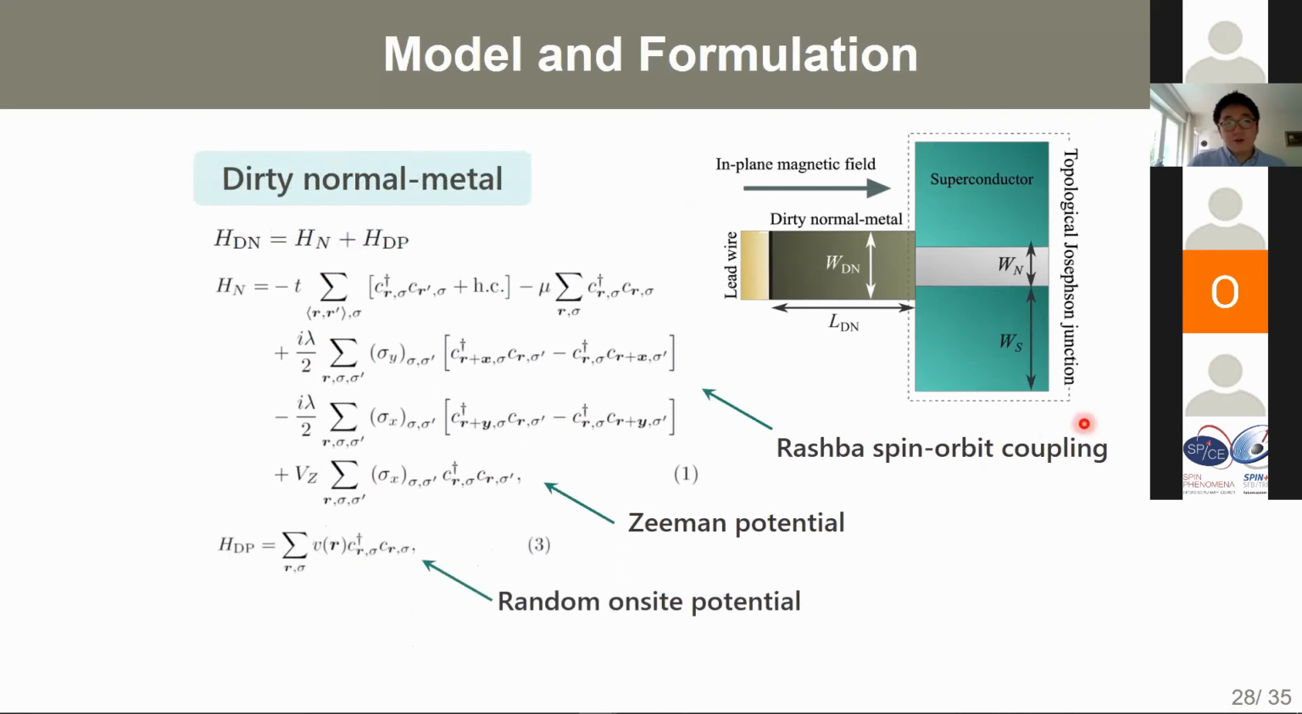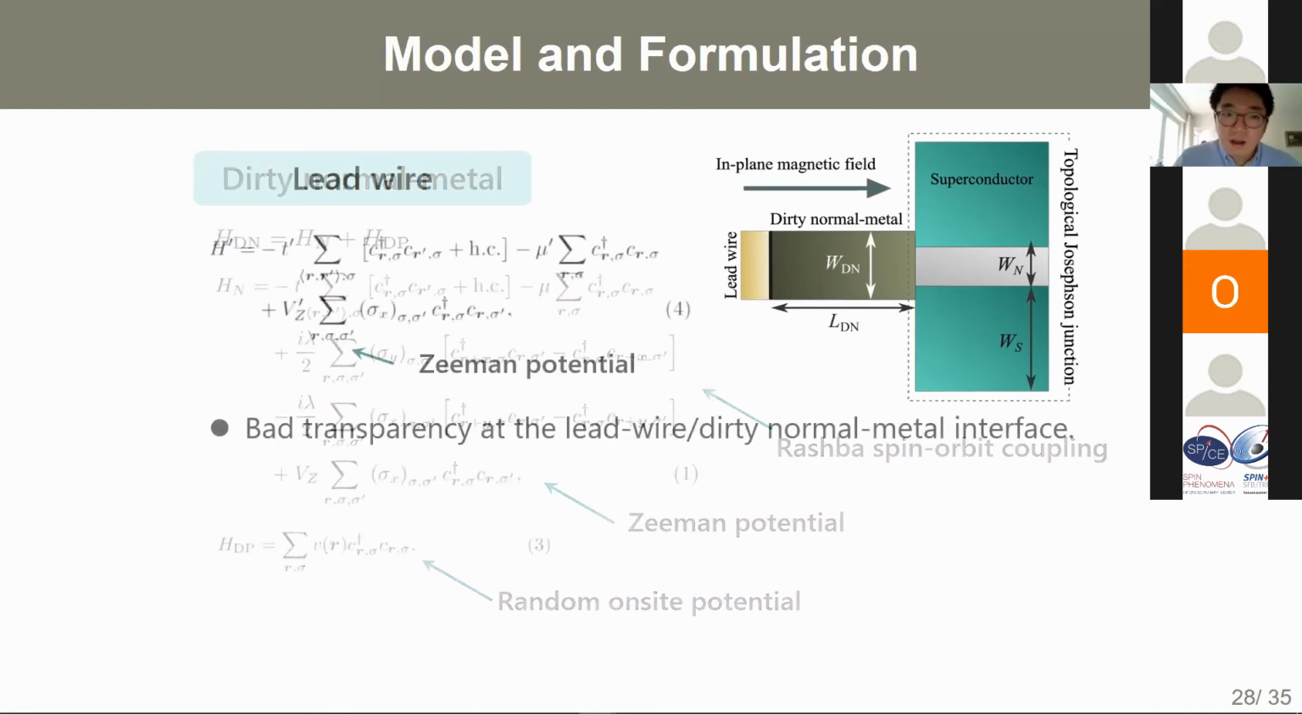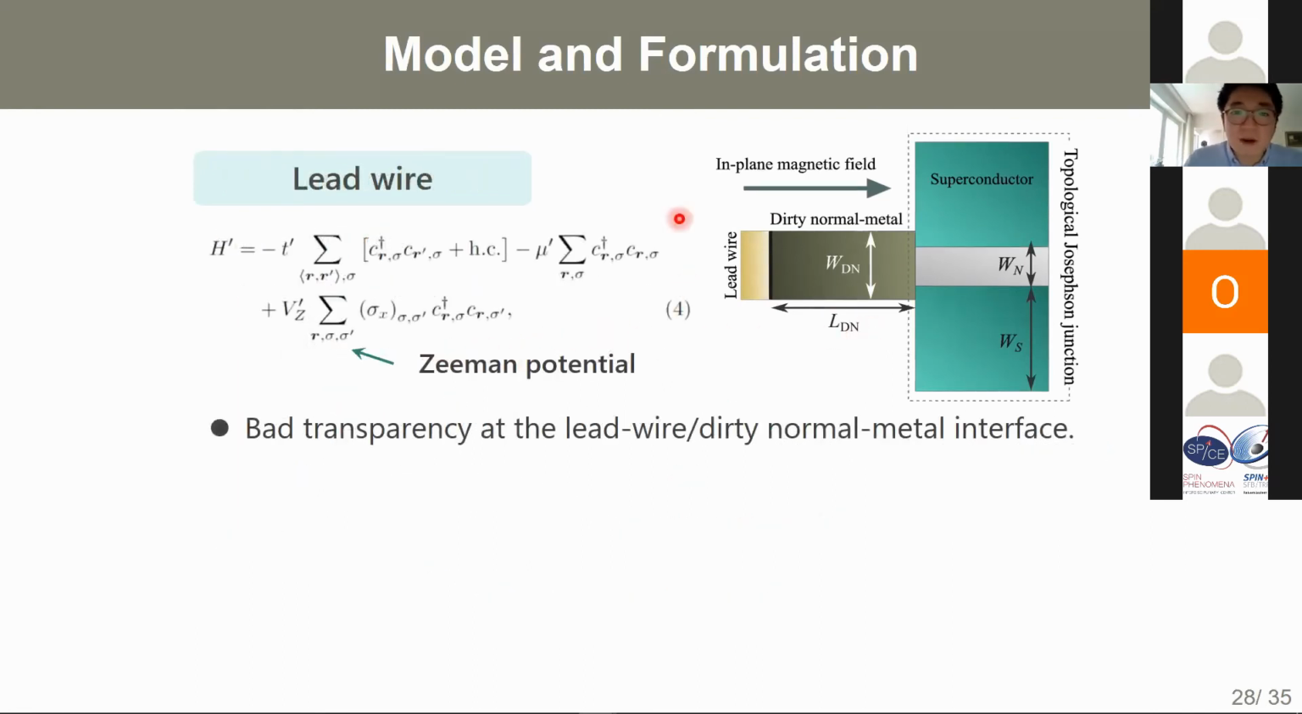Then the dirty normal metal segment is described by this Hamiltonian. The normal part is almost the same, but we also find the random on-site potential instead of the pair potential to describe the disorder in this segment. And the lead wire is described by this simple Hamiltonian. In this case, we suppose that there is no spin-orbit coupling, but there is still Zeeman potential. We also assume a bad transparency between the lead wire and the dirty normal metal, which is a relevant condition for the experiments. For this kind of bad interface, I just use a small hopping integral between the lead wire and the dirty normal metal.